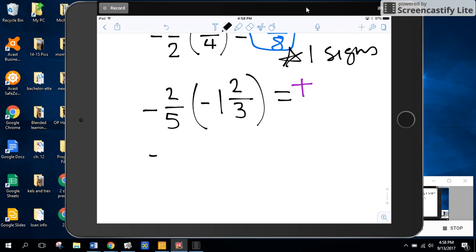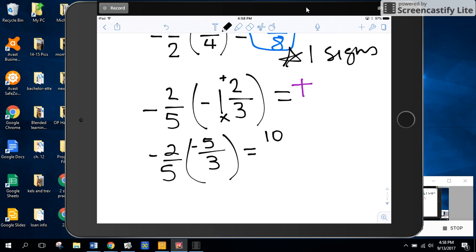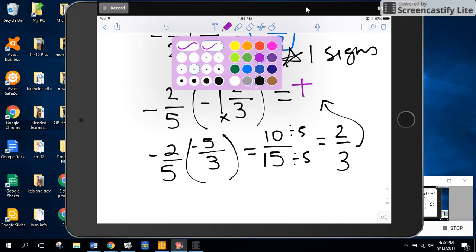So we're going to keep 2/5 the same. But for our second fraction, we need to change it to an improper fraction. So I'm going to multiply and add. So we're going to ignore our negative sign here for a minute. So it's just 3 times 1 is 3 plus 2 is 5. So I'm multiplying it by 5/3. So again, I'm going to do 5 times 2, and I'm going to get 10 on top. And 5 times 3 is 15 on the bottom. I can divide both of those by 5. My answer is 2/3. So I'm going to come up here and I'm going to write that in my final answer spot.